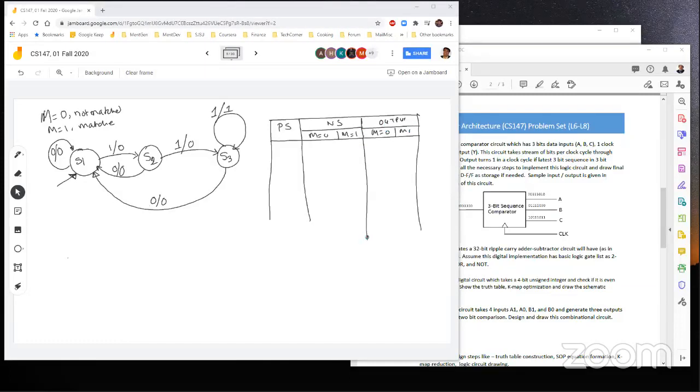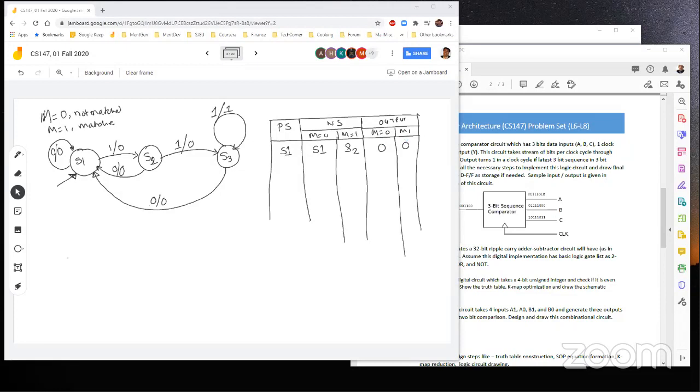So we basically say that if it is S1 and if it is M0, look at the state diagram, incoming match is 0. So next state is S1. And if it is 1, then next state is S2, with output at this point m is 0 and this 0, right?